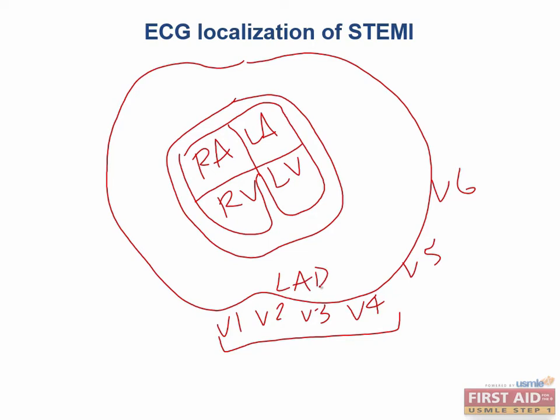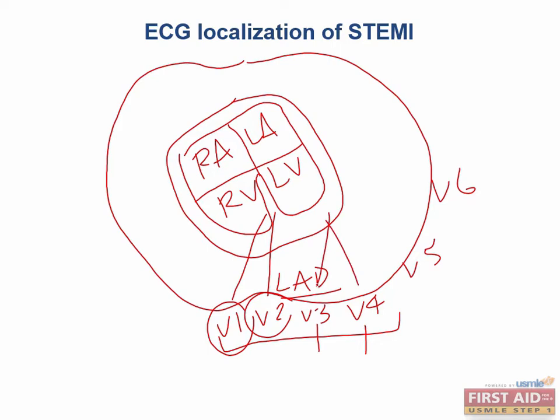Now, as you can see in our diagram, V1 and V2 are in rather close proximity to the anterior septum. Now, which coronary artery supplies the anterior 2/3 of the interventricular septum? The septal branches of the LAD. That is why any infarct in the septal perforating branches of the LAD will show up as ST changes in leads V1 and V2.